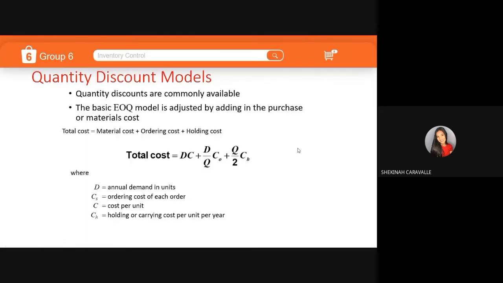Quantity discount models. Quantity discounts are commonly available. The basic EOQ model is adjusted by adding in the purchase or materials cost. The total cost is equal to material cost plus ordering cost and holding cost. To get the total cost, you need to use this formula: DC plus D over Q times C sub O plus Q over 2 times C sub H, where the capital letter D stands for the annual demand in units, C sub O is the ordering cost of each order, C is the cost per unit, and C sub H is the holding or carrying cost per unit per year.